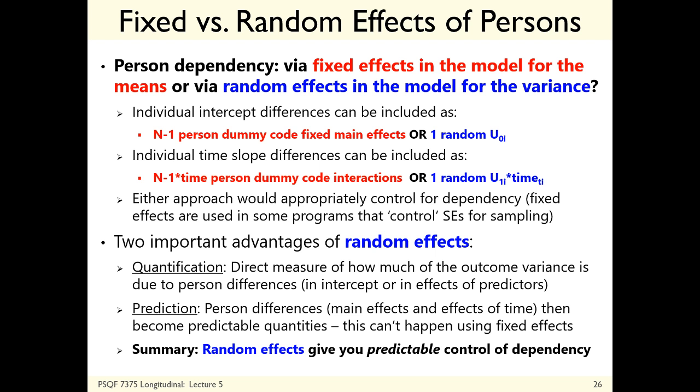That would do the same thing as adding 1 random intercept variance. U0 is a random effect of person. I could replace that with 49 dummy codes, which would be the fixed effects of person. Same thing with the time slope dependency, the other source of dependency. I can have 1 random time slope variance, or I can put in 49 person ID by time interactions.